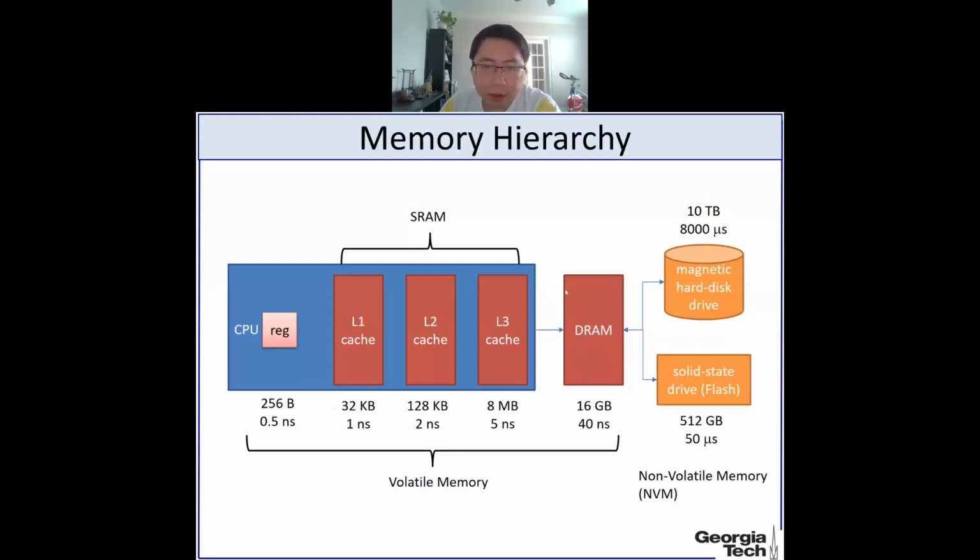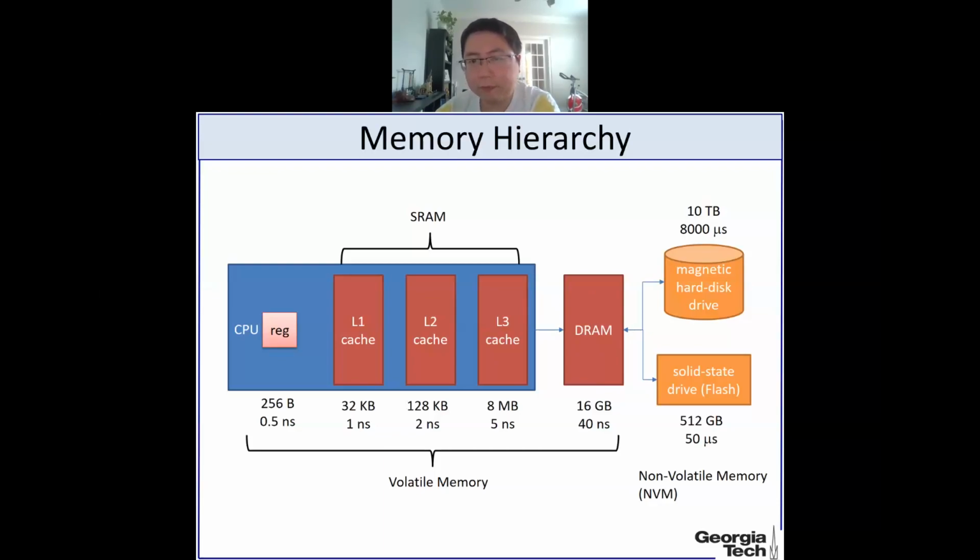And the DRAM is a separate chip. And you can have even larger capacity, like 16 gigabytes. And you need about 40 nanoseconds to access the data from the DRAM. So this DRAM is the RAM in the spec of your electronic products today. You have seen that in the specs, for example, of your smartphone.